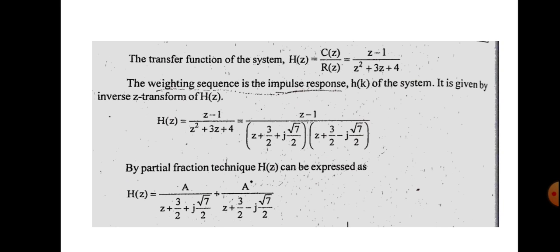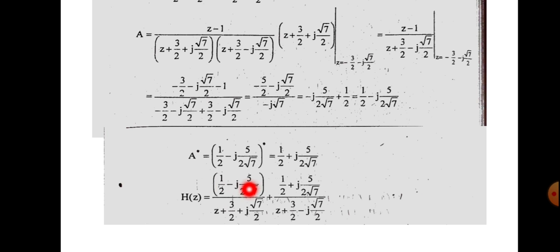So now you have the value of A and A conjugate, so you can write H(z) as this one. Instead of A, you are substituting this value.